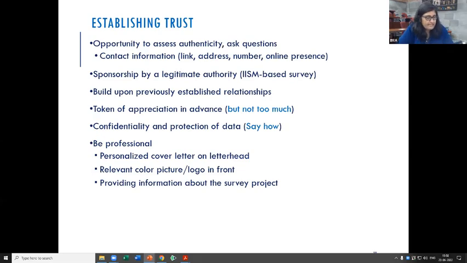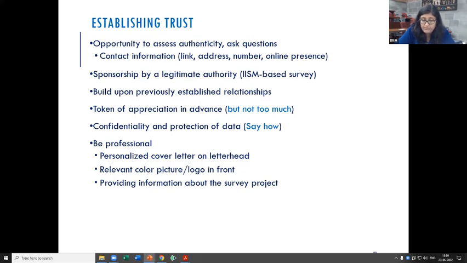There are different ways of establishing trust. You should always give your email ID or phone number or a link to your, for me, I would always give a link to my faculty webpage so that people can go and see that I do exist, I am an authentic person. Build upon previously established relationships. So if you've met these people at a conference before, or if you worked together in some training program, remind them that, hey, we met at this training program, and jog their memory. A little bit of token of appreciation in advance, if possible.